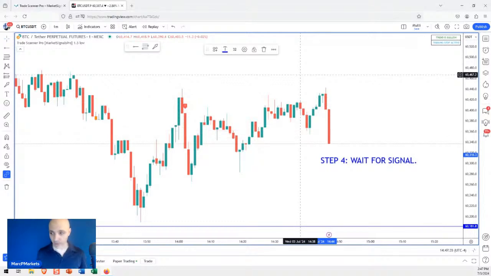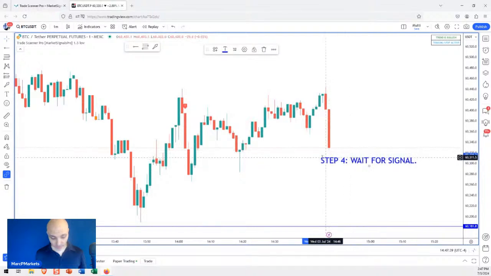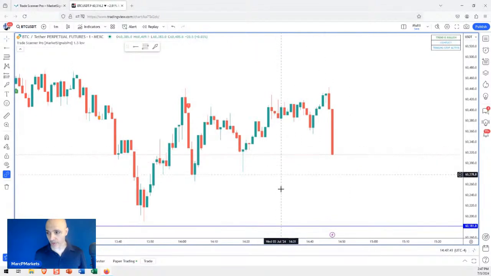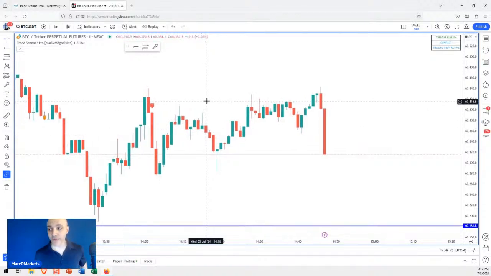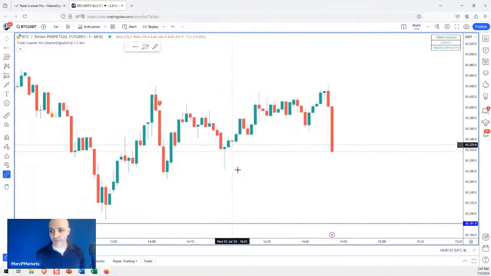So wait for signal, right? Oh, cool. We're pulling back. Maybe we'll get a signal soon. Now, that's step 4. We're going to wait for the signal. And what I was going to say is when we were waiting for a signal, this is a nice little pullback. What time is it? Okay. Usually this kind of thing happens at 4 o'clock. We're waiting for a signal.